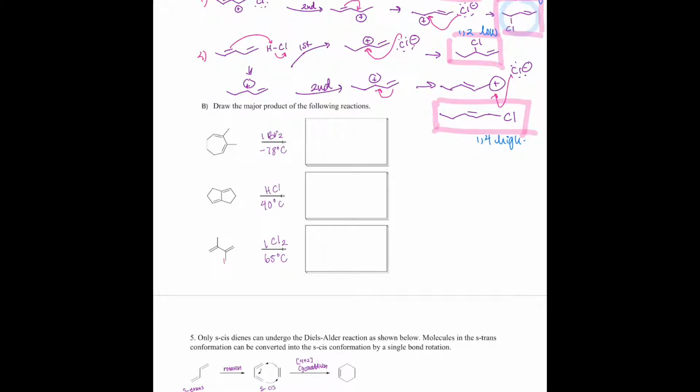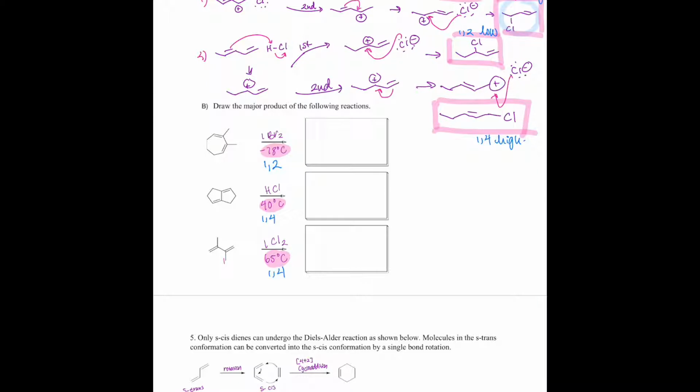So automatically, what we can turn our attention to are just these temperatures right here. And we're going to just look at these and go, okay, well, negative 78 is definitely a low temperature. So this is going to be 1, 2. 40 degrees Celsius is actually pretty high, so it's going to be 1, 4, and 65 is even higher than 40, so it's going to be also 1, 4.